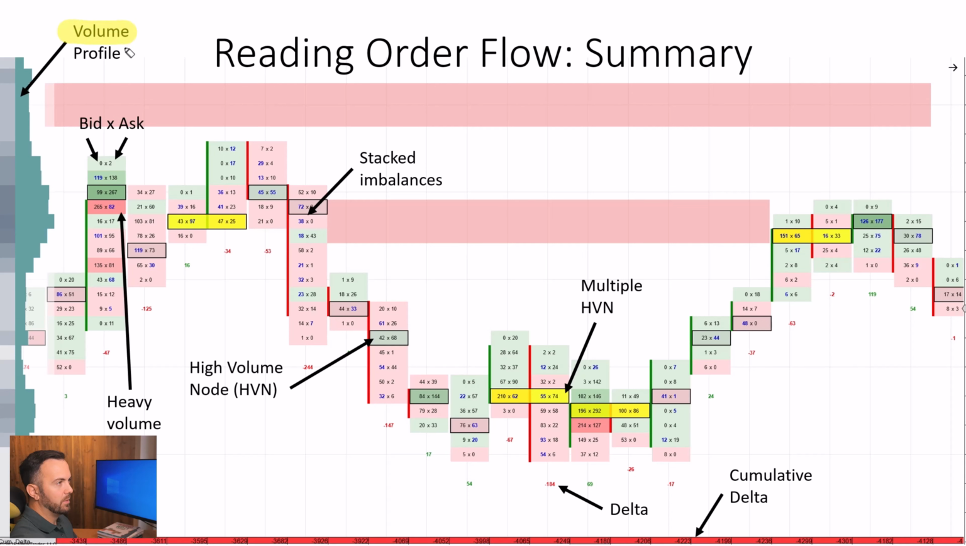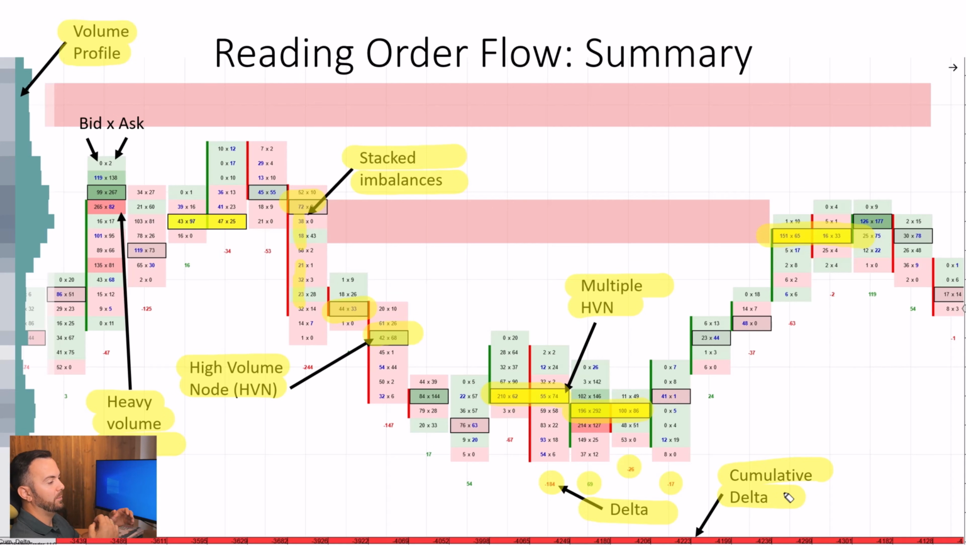So you should keep track of the volume profile, where the heaviest volumes are, and what the important areas in the chart are. You should also keep track of the heavy volume clusters. Also, you should look for high volume nodes like this one, this one, this one. Then you should look for stacked imbalances like those or those. You definitely want to look for multiple high volume nodes like this one, or this one. You should keep track of delta below each footprint and also cumulative delta.